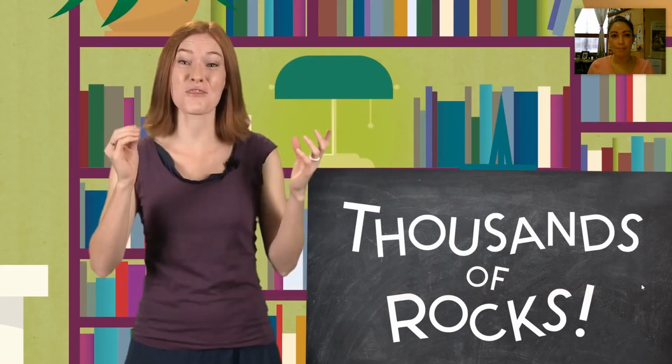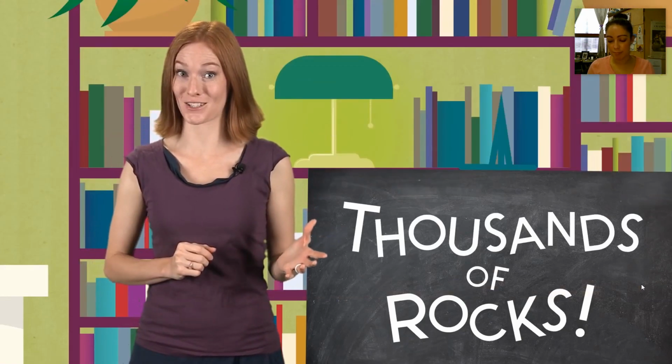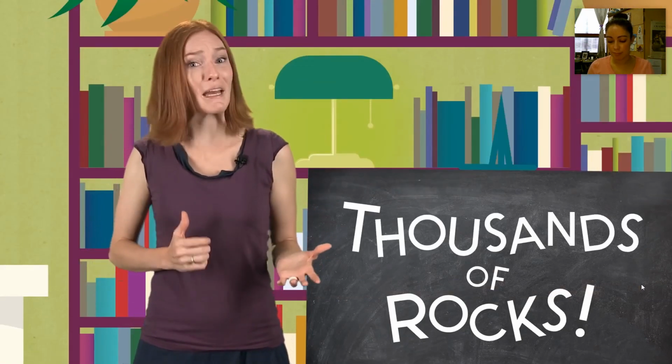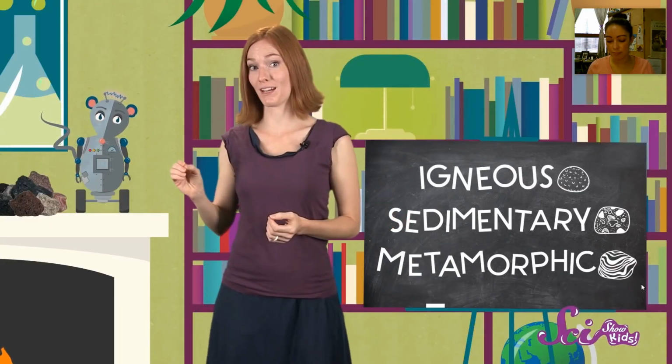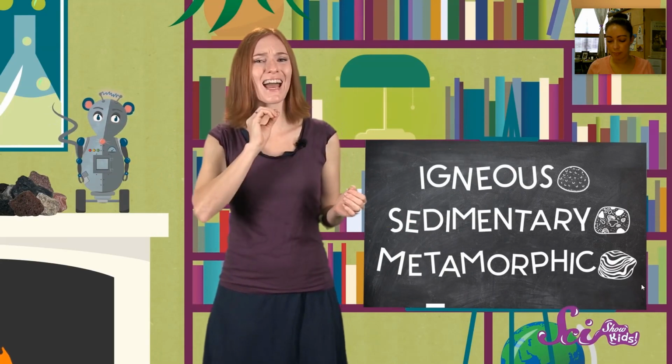It turns out there are thousands of different rocks, so you could build a really big rock collection if you tried. But among all those thousands of rocks, scientists organize them into three main groups. These groups are called igneous, sedimentary, and metamorphic. And each group is based on how rock actually forms in nature. That's right, everything comes from somewhere.